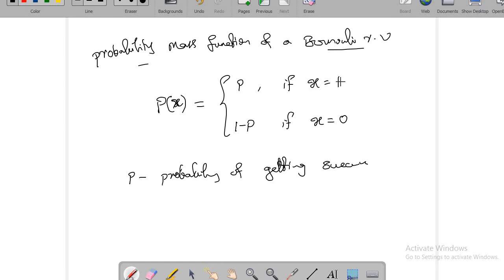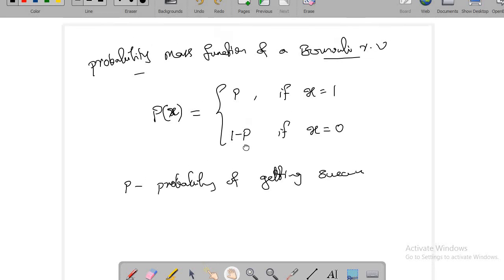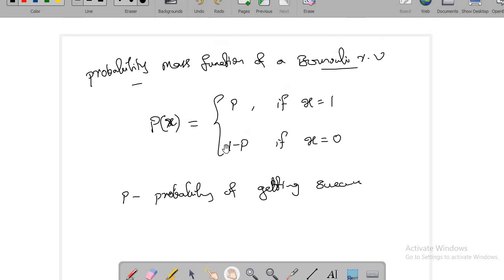Okay, there is no need of taking 1 and 0. If you want, you can take A here, and you can take B here. A for success, B for failure. No issue. Okay. So this is what about Bernoulli random variable.